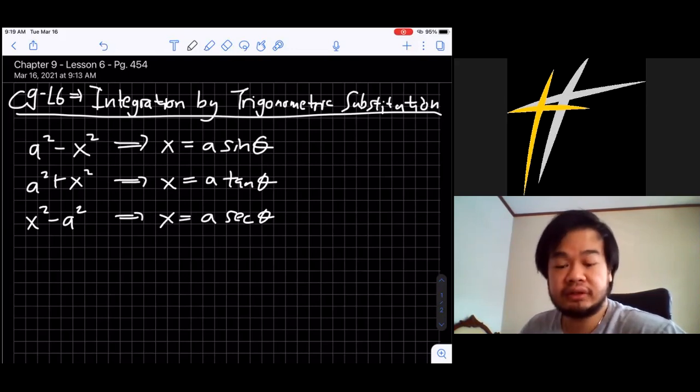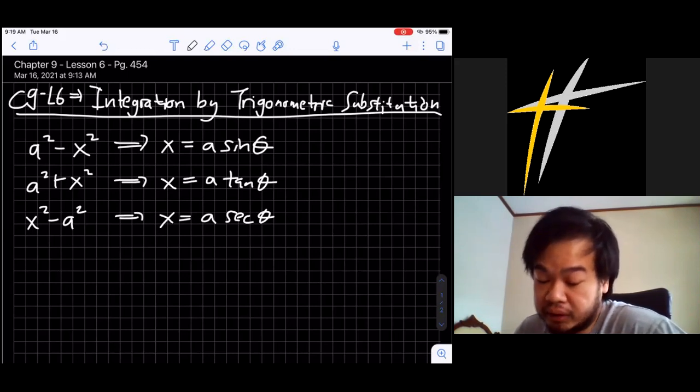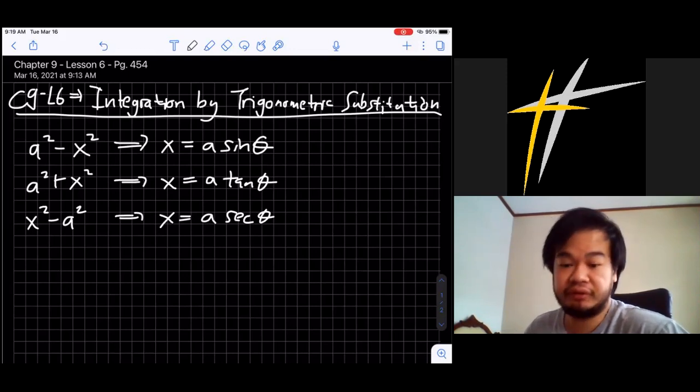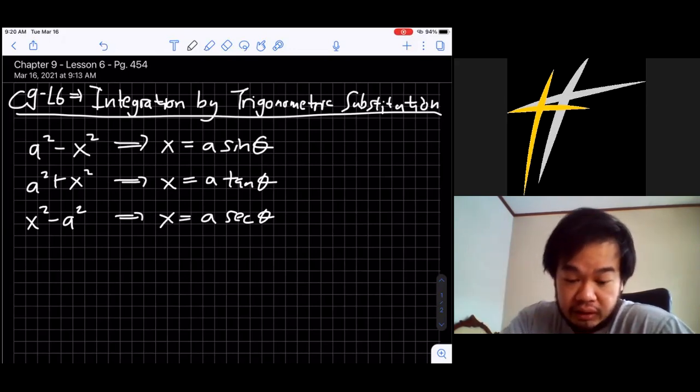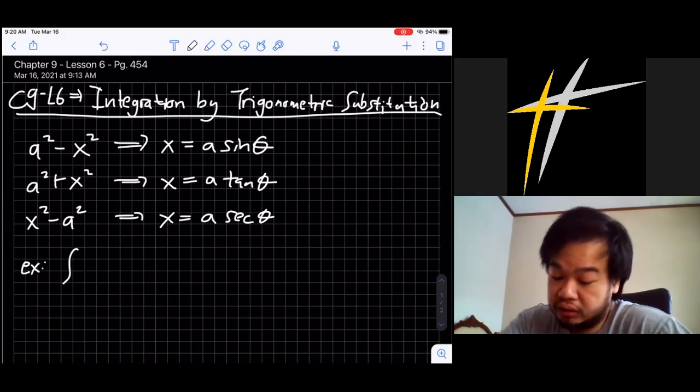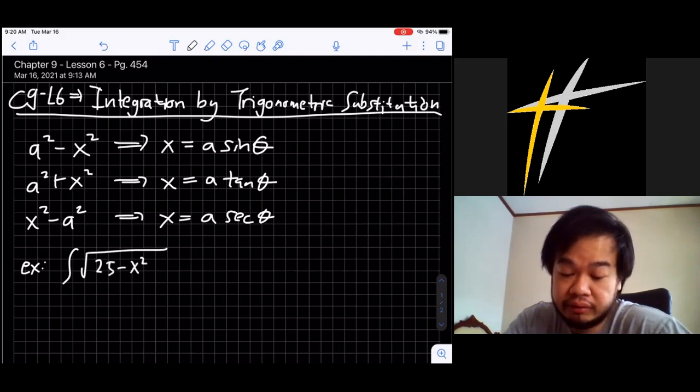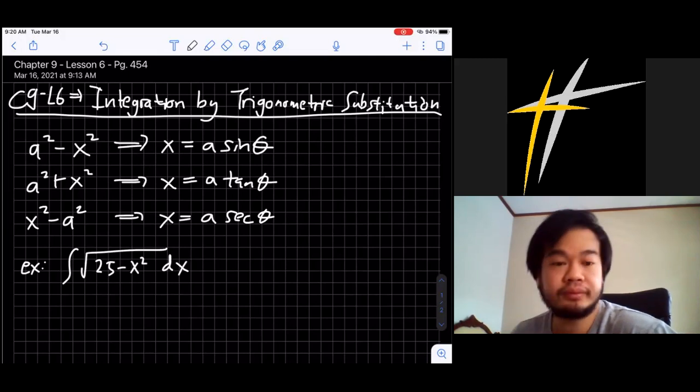Okay, so first let me give you the first example. The first example is in your book, page 455. Open your book, page 455. The first example: we need to find the integral of the square root of 25 minus x squared dx. Now, in this case, is it the first, the second, or the third form? Of course, it's the first one, because it's a squared minus x squared. It's 25 minus x squared.